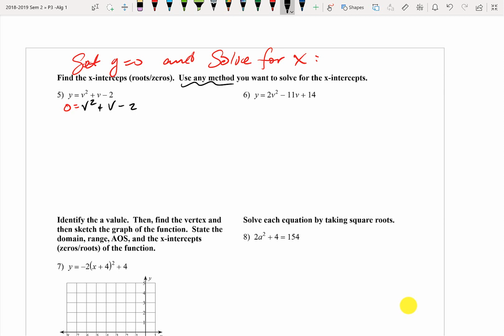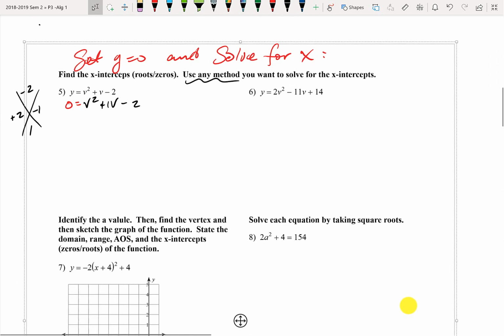You can use any method you want. All right, that's appropriate. If you factor, then you have to figure out what two numbers multiply to -2 and add to 1. Well, let me see. -2 times 1 is -2, but they don't add to 1. So this has to be positive, and this has to be negative. 2 times -1 is -2, and 2 plus -1 is 1. So this is factorable. So I'm going to do it by factoring, although you don't have to. You can choose any method you want.